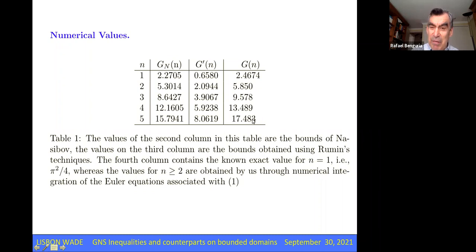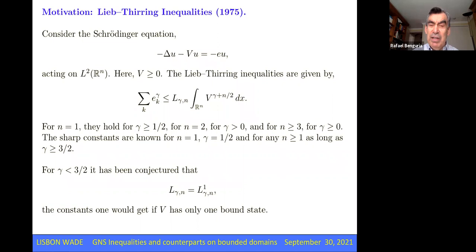I'm going to say a few words of motivation from the community that I work in, the Lieb-Thirring inequalities, on why this particular subclass of Gagliardo-Nirenberg inequality is important in this context. If you have the Schrödinger operator in the whole R^n with a negative potential, minus V, where V is positive, and you call minus E the corresponding eigenvalue, you have a set of discrete eigenvalues below the continuum. The Lieb-Thirring inequalities state this connection between the sum of powers of the absolute values of the eigenvalues and the negative part of the potential.